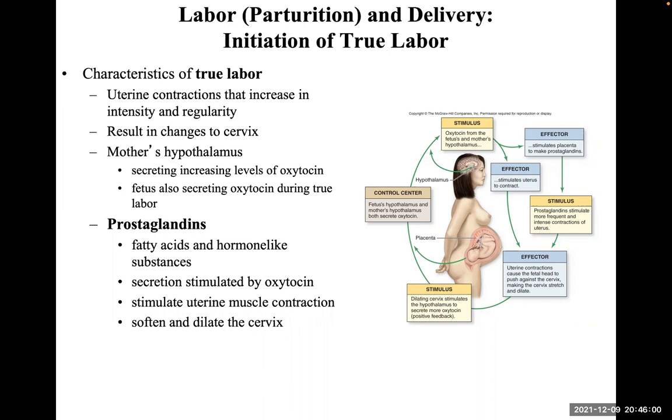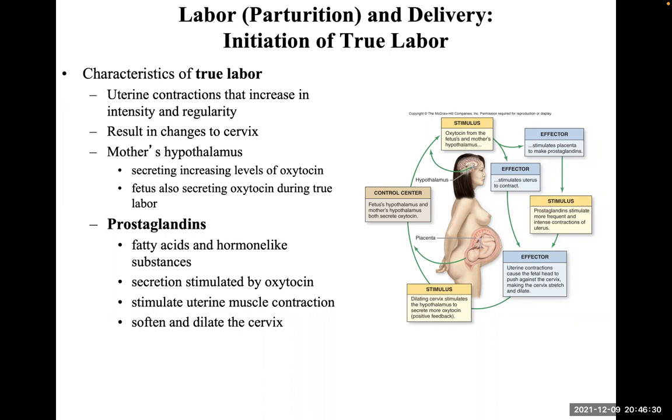Positive feedback is very different, because with positive feedback, there's no set point that you're vacillating around. With positive feedback, until you remove the stimulus, the feedback loop continues, and it increases in strength, or it increases in robustness.